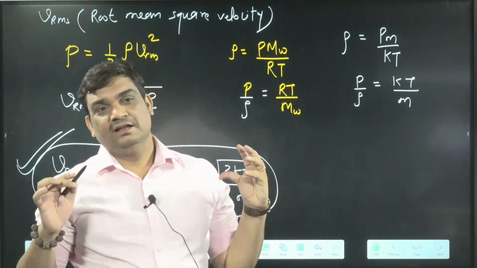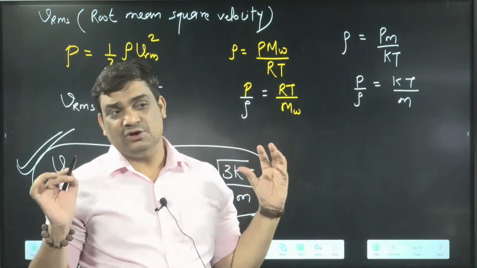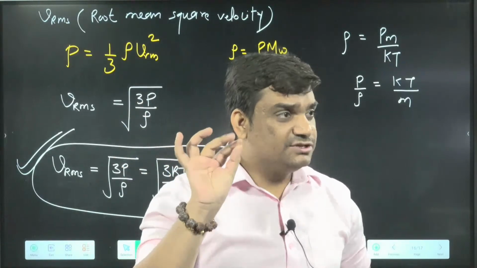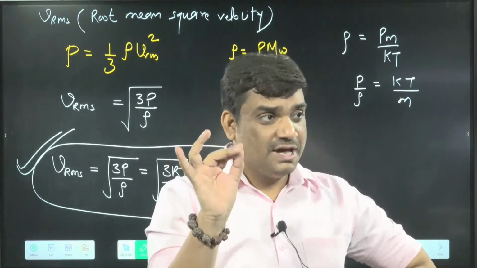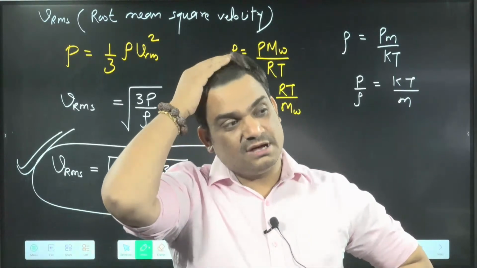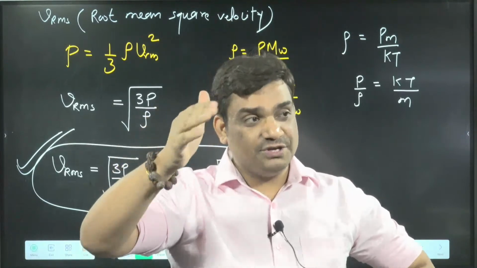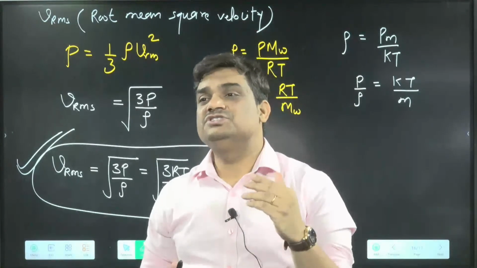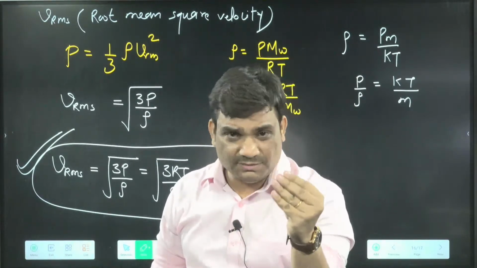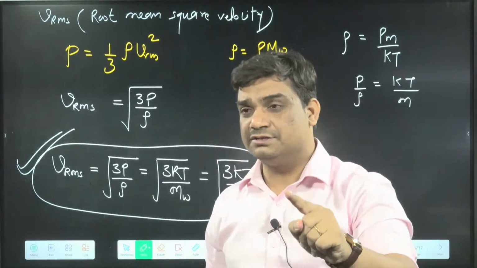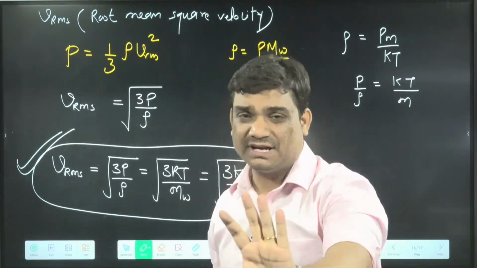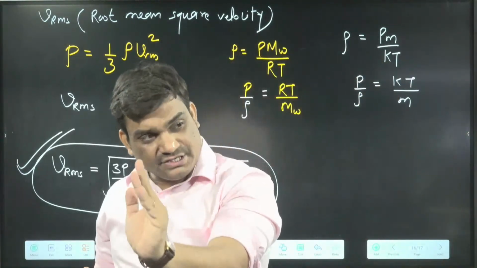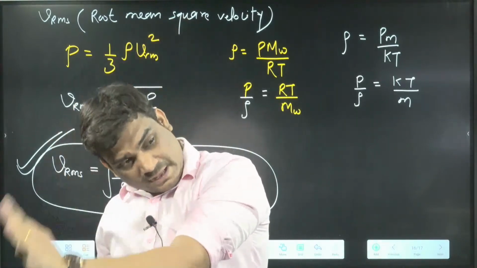Energy of an ideal gas depends on temperature. Kinetic energy is half mv square. If I change the temperature, then the kinetic energy will change, and if the kinetic energy changes, then half mv square will change. The mass of the gas will be constant, so only the velocity will change. So velocity will change whenever energy changes, and energy will change whenever temperature changes.